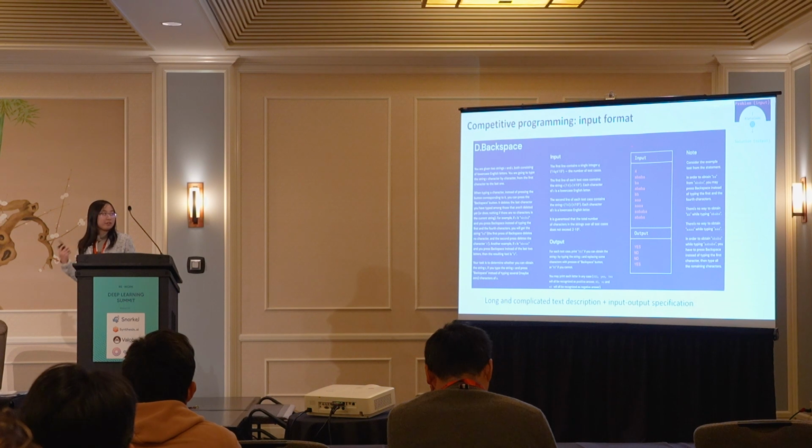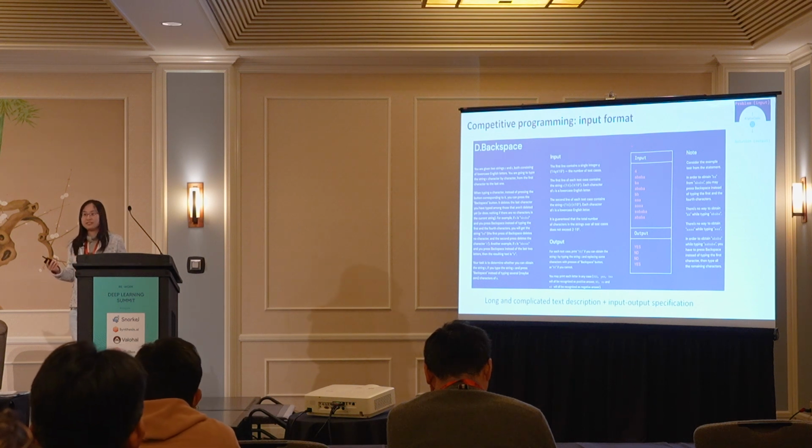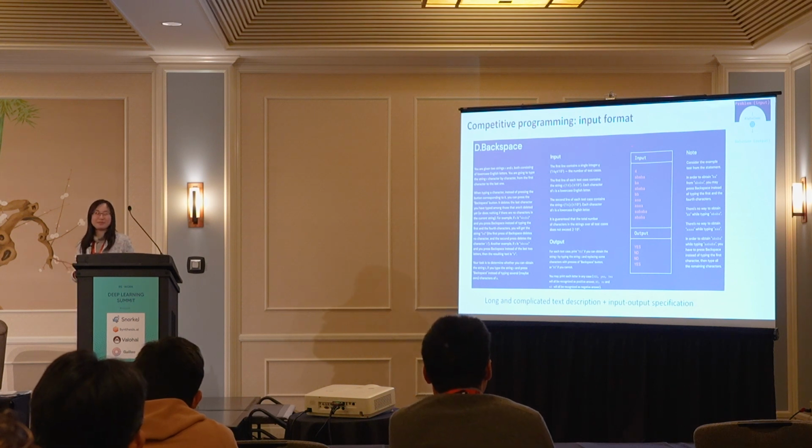Recall that in AlphaCode, we consider this competitive programming setting where the model input includes both a text description and input-output specification. And here, the text description can be pretty long and complicated. It can be not that intuitive even for the top human programmers. So this is why it is called competitive programming.